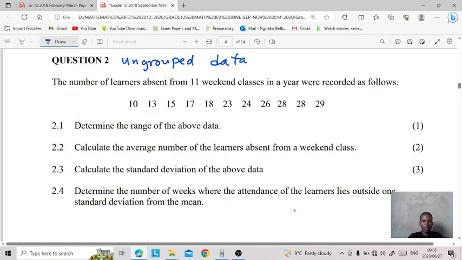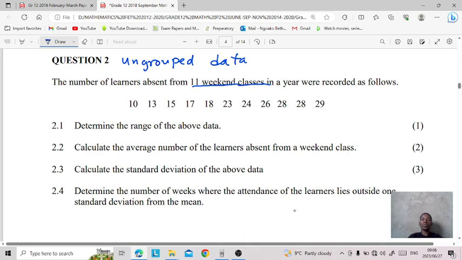recorded as follows. So it means on weekend number 1 we have 10 learners absent, weekend number 2 we have 13 learners absent, weekend number 3 we have 15 learners absent, up until the last one, weekend 11, where we have 29 learners absent. Now our data is arranged in ascending order.